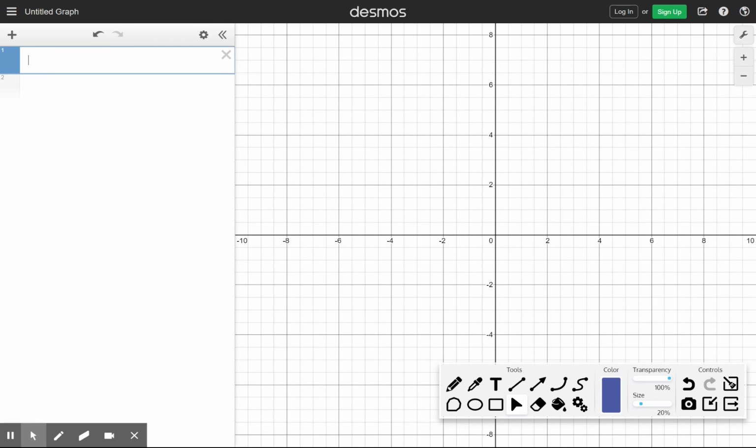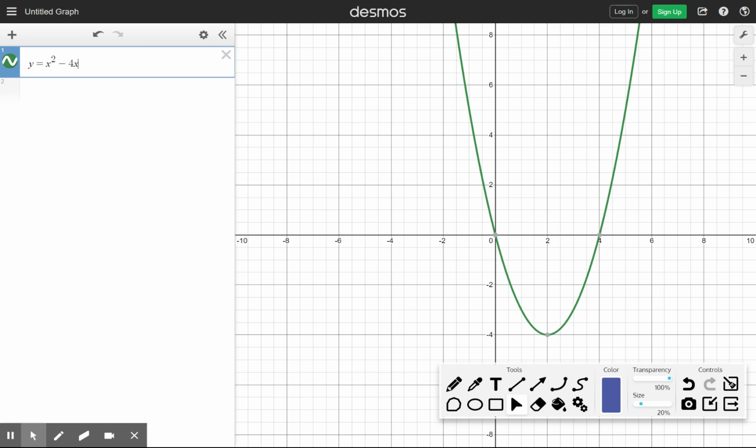Okay, so we're going to start with y equals x squared minus 4x. So first of all, if we are trying to graph this by hand, or if you're trying to match up a graph, there's several things we could notice.